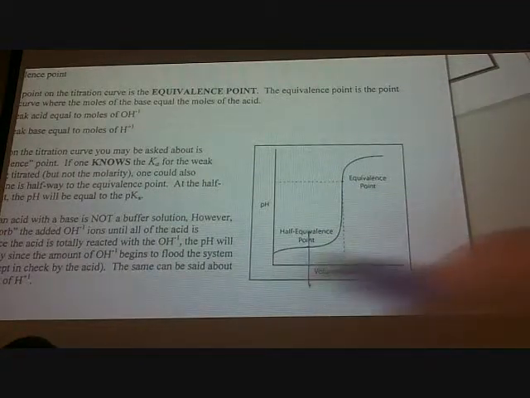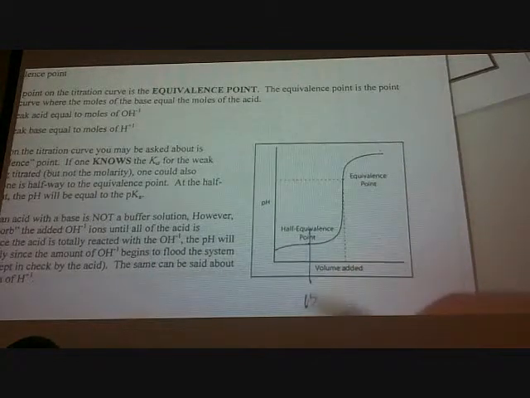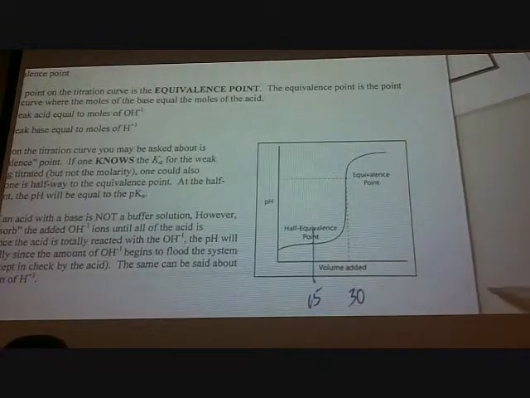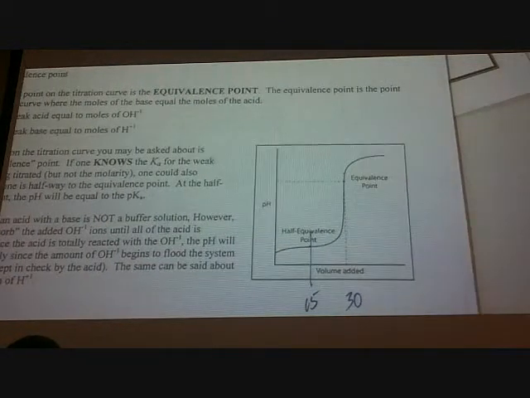Okay, so if you see this titration curve, say this is 15 milliliters, where should the equivalence point be at? 30. Got it. And after that, we don't really care because the pH is going to skyrocket.